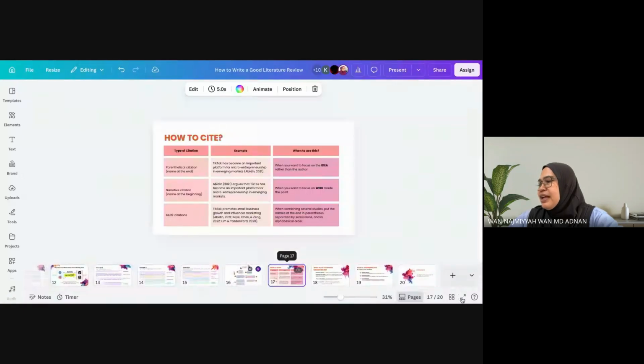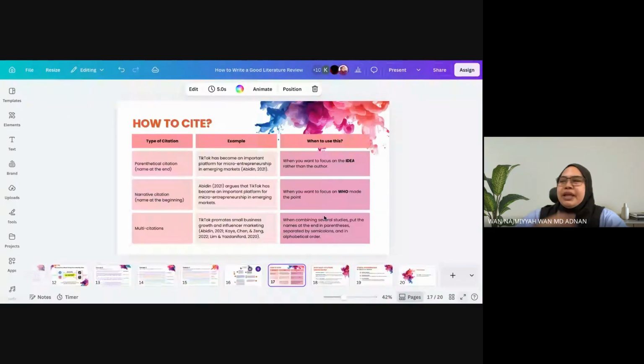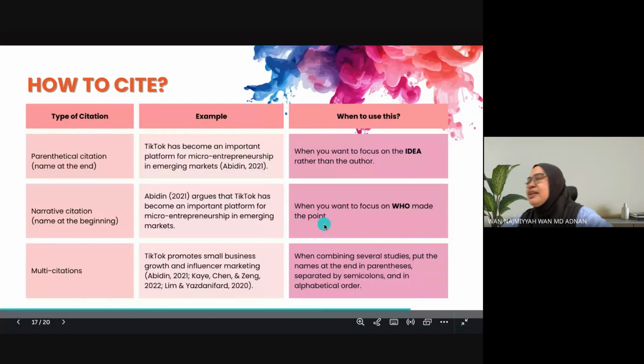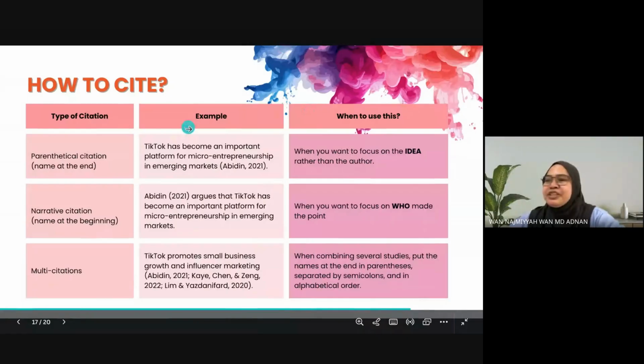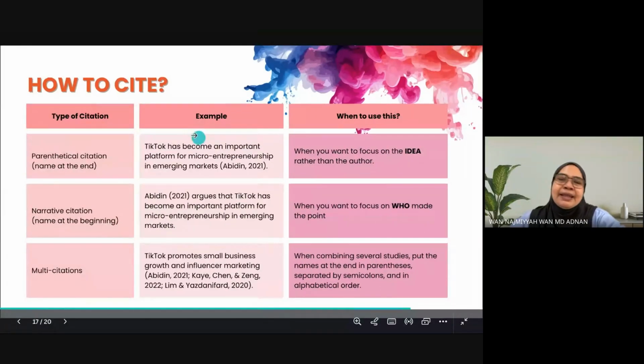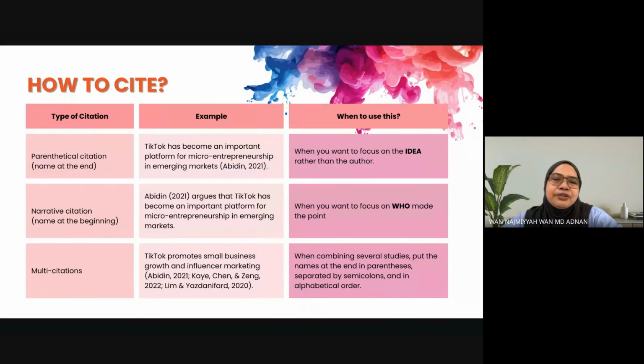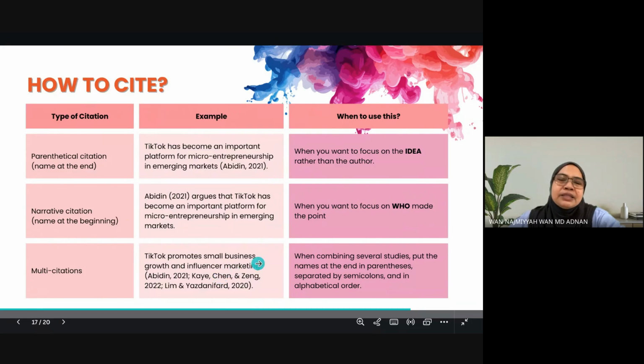All right, so now let's move on to the last bit, before we end today's lecture here. I think I did mention how to cite. Okay, there are three ways to cite information. So what I've emphasized today is a lot on multi-citation.